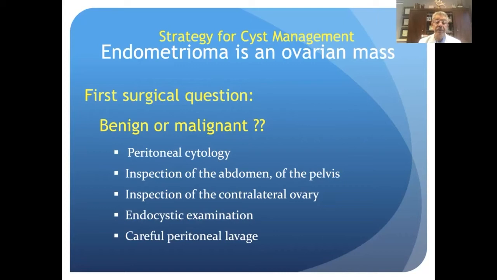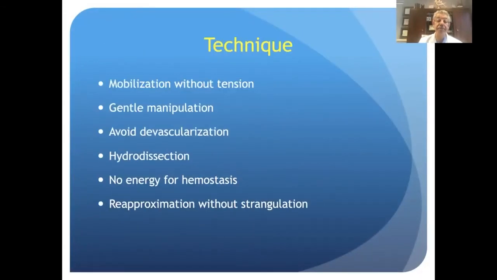Usually these cysts ruptured, and if they do rupture, we do copious irrigation and peritoneal lavage and inspect inside the cyst for vegetation or any excrescences. As far as the technique is concerned, the idea is to mobilize the ovary without tension. The manipulation is very important.